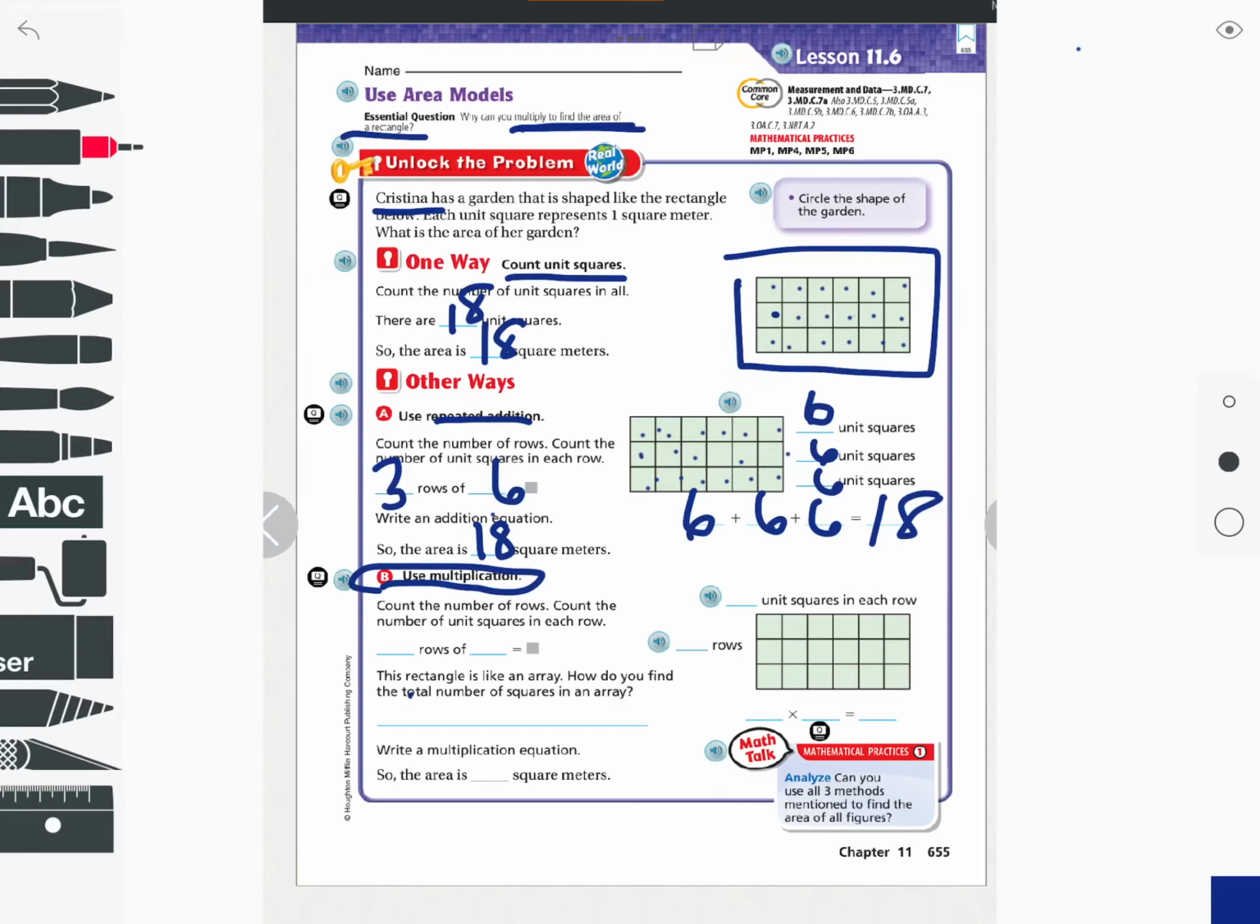Here is today's way. We're going to use multiplication. I know that if I multiply how many rows there are, which is 3, times how many in each row, which is 6, I also get 18. So the way I solve finding the area by multiplication is multiplying 3 times 6, which equals 18. So the area is 18 square meters. So for today's lesson, anytime you have a rectangle and you need to find the area, multiply how many rows by how many in each row.